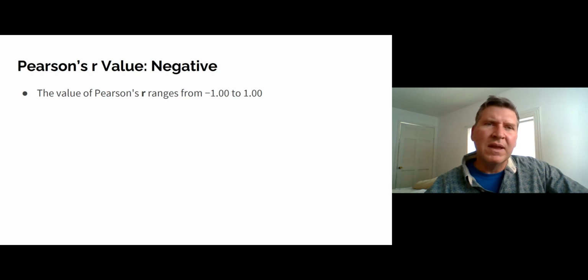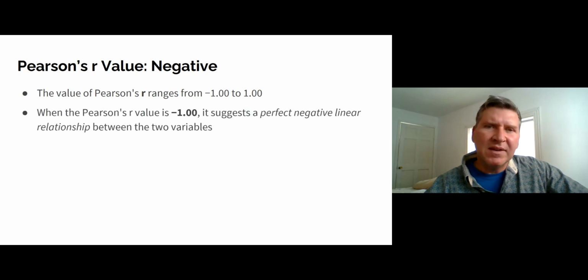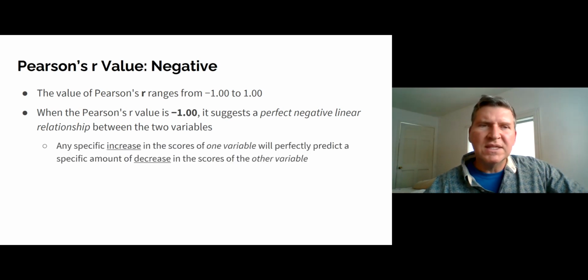So the value of Pearson's R ranges between -1 for a perfect negative correlation and +1 for a perfect positive correlation. So when we have a -1, it suggests a perfect negative linear relationship between the variables. So that means as one increases, the other decreases. This means that we can perfectly predict the increase of one if we know the other, or the decrease of the other if we know the first.